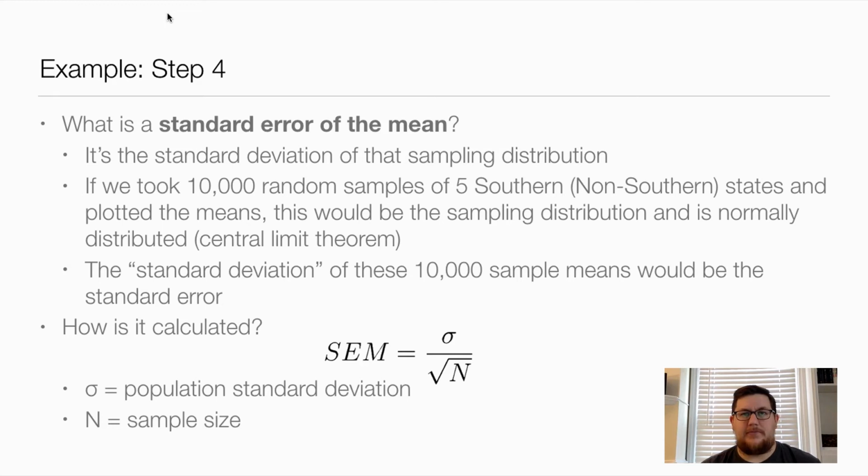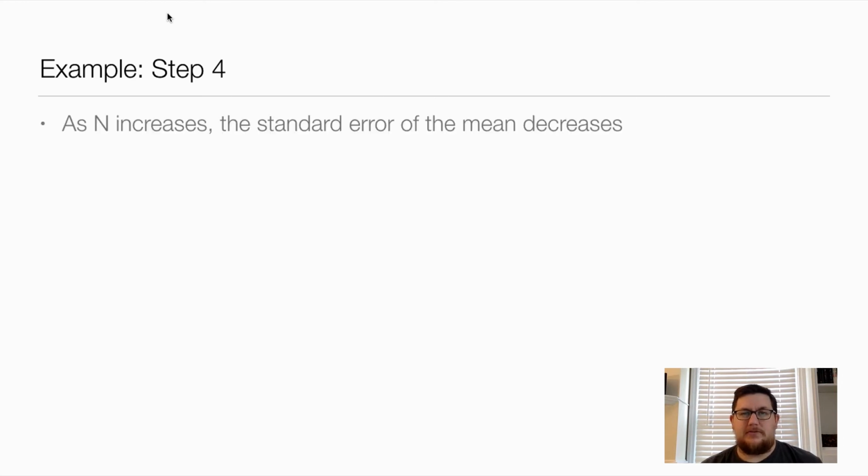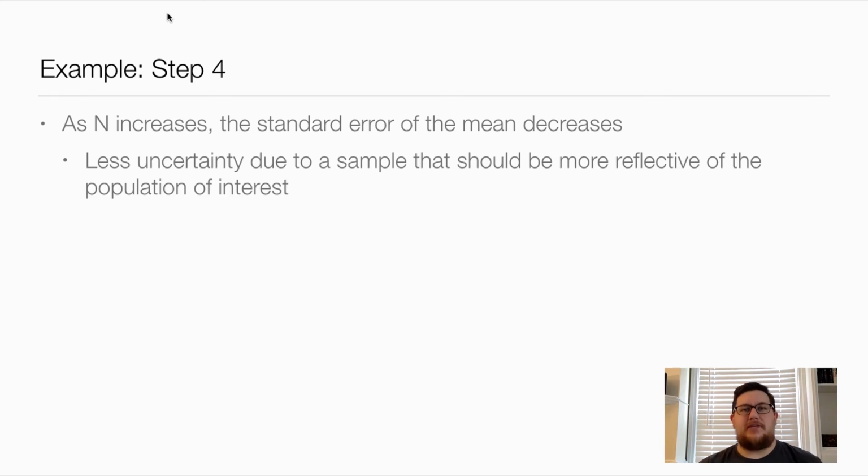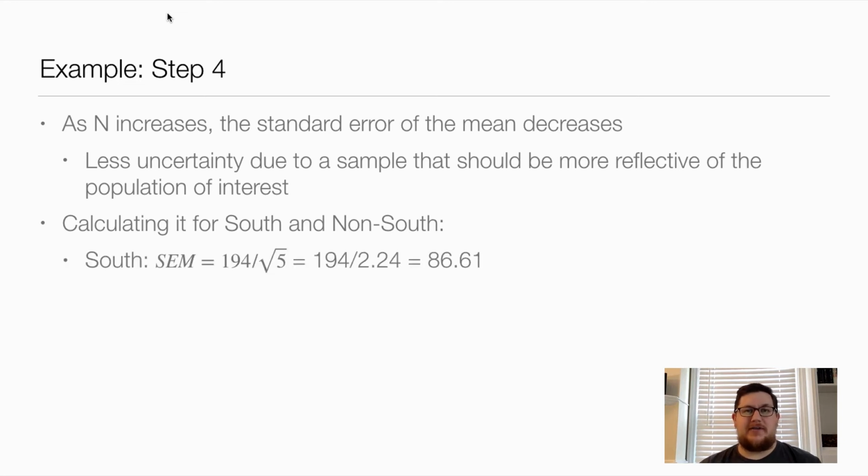Now, of course, note I talked about this in the last set of slides. The bigger your sample size, the smaller your standard error of the mean will be. So as n increases, as you have a bigger sample, the standard error of the mean decreases. Why? Well, it's because you have less uncertainty due to a sample that should be more reflective of the population of interest. So let's calculate it for both the South and the non-South.